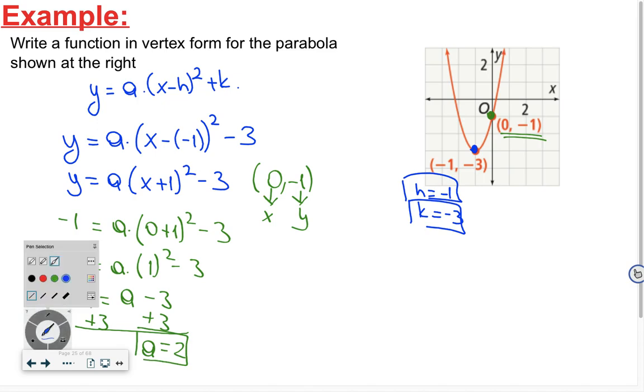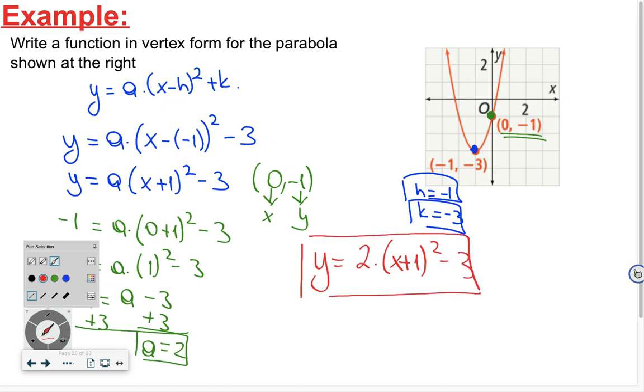So if you want to write the vertex form of the function, you can write y is equal to, instead of the y, you can name any function, g of x, h of x, any function. I would like to use y. A is 2, so 2 times x plus 1 squared minus 3 is the vertex form that belongs to this function.